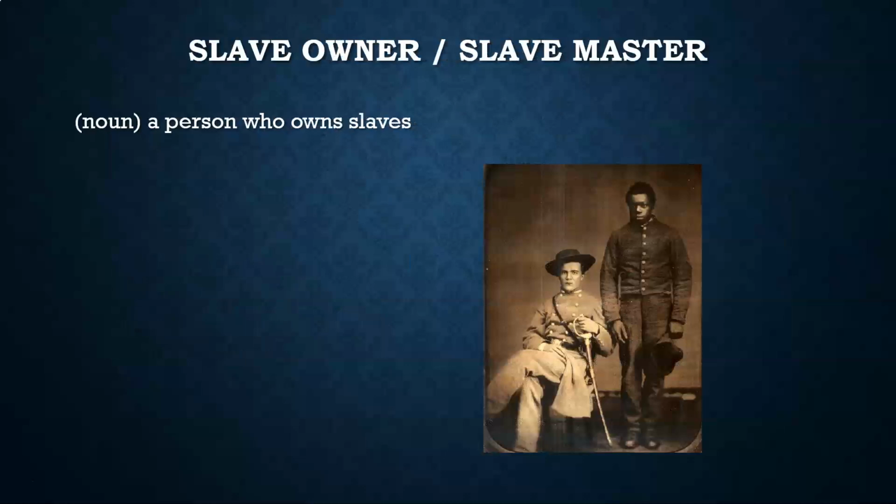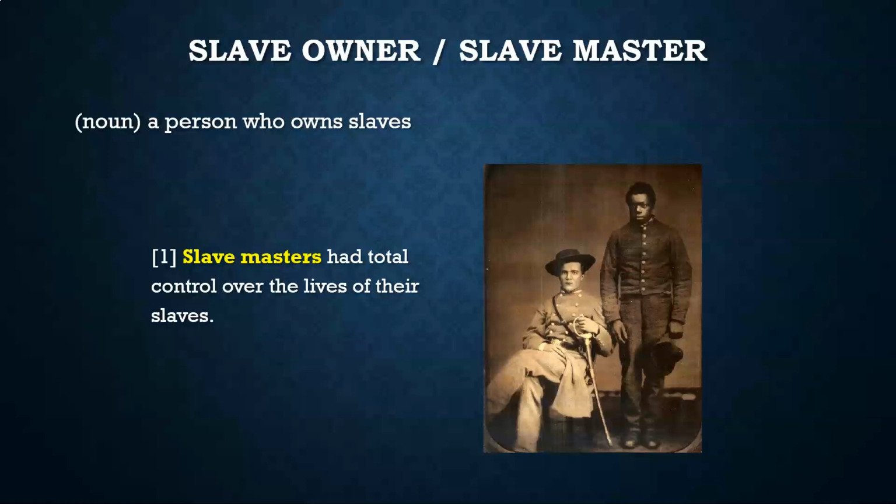The next word is slave owner or slave master. Both of these words mean the same thing, and this is different from a slave trader. This is a person who owns slaves and who uses slaves for work. Slave masters had total control over the lives of their slaves. So you can see in this picture, this is the slave master.